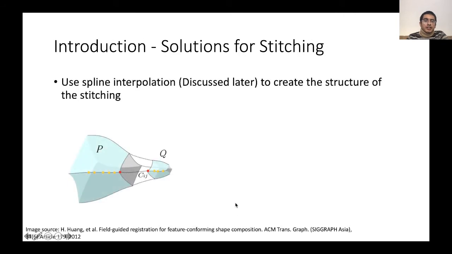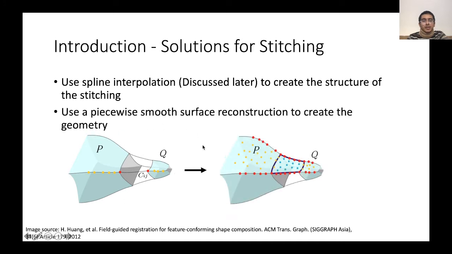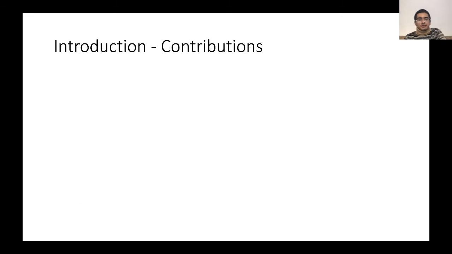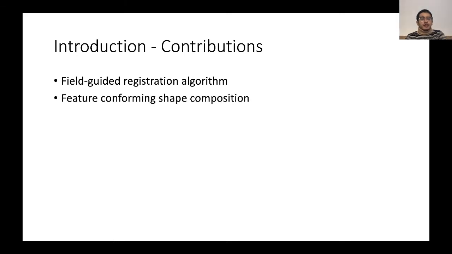This is done using something called spline interpolation. Basically, for each part, say a part P and a part Q, it would match up the edges together, and these would be used as the basis for a piecewise smooth surface reconstruction between the two geometries. As well, the paper has two contributions. The first is creating the field-guided registration algorithm, and the second is a feature-conforming shape composition, which ensures edges are kept between the two shapes.